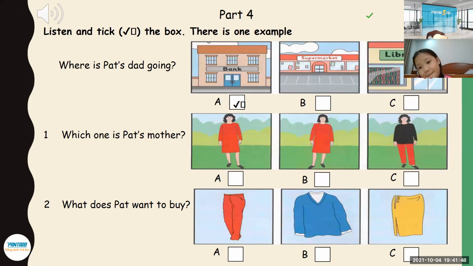Where is Pat's dad going? Is that your father walking to the bus stop, Pat? Yes, it is, Sam. Where's he going? He's going to town for Mum. Is he going to the supermarket? No, I went there yesterday. And Mum's going to the library this afternoon. Oh, I know. He's going to the bank.